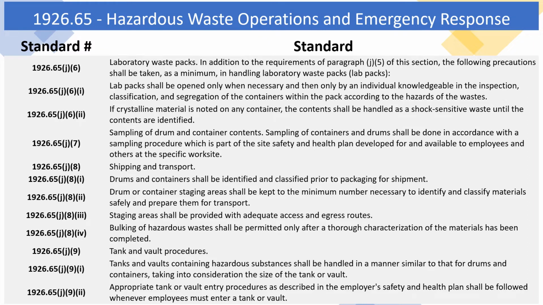1926.65 J9 Tank and vault procedures. 1926.65 J9.1 Tanks and vaults containing hazardous substances shall be handled in a manner similar to that for drums and containers, taking into consideration the size of the tank or vault. 1926.65 J9.2 Appropriate tank or vault entry procedures as described in the employer's safety and health plan shall be followed whenever employees must enter a tank or vault.